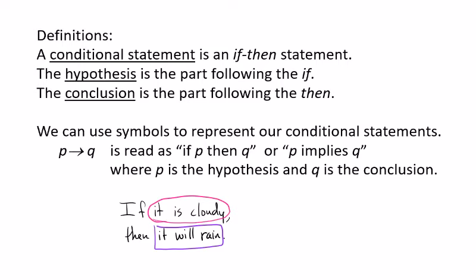Now I just wanted to also introduce some symbols that we can use to represent a conditional statement. In this situation, we have P arrow Q, and that arrow denotes that there's a condition going on, that this is actually if P, then Q. You can read it like that, or you can say that P implies Q. P in this case would be the hypothesis, and Q would be the conclusion.